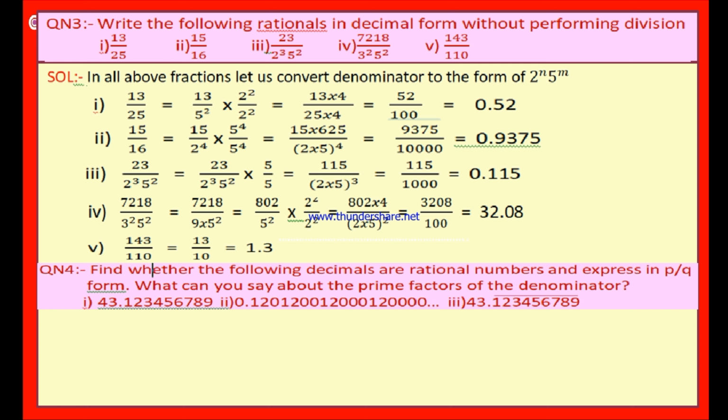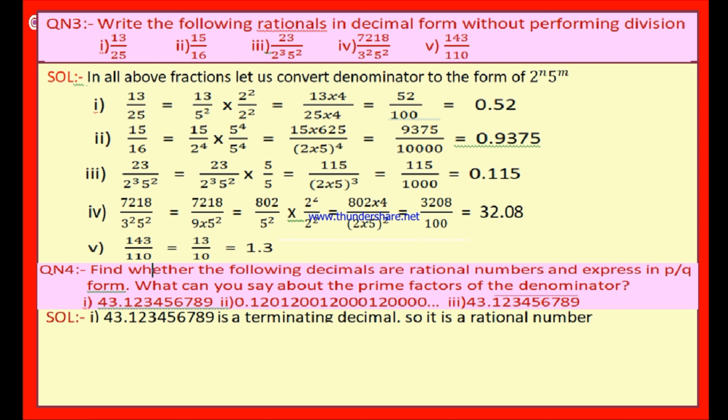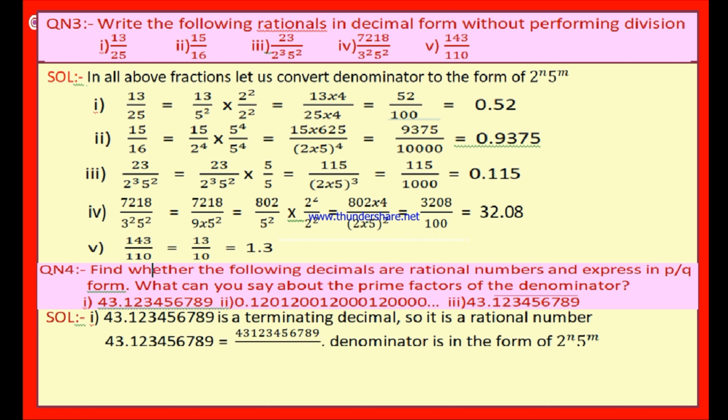Whereas if you look at the second bit, 0.1201200120000120000 and so on. And the third bit, 43.123456789 recurring. Now look at the solution. First bit is 43.123456789 and it stops there. Therefore, it is a terminating decimal.